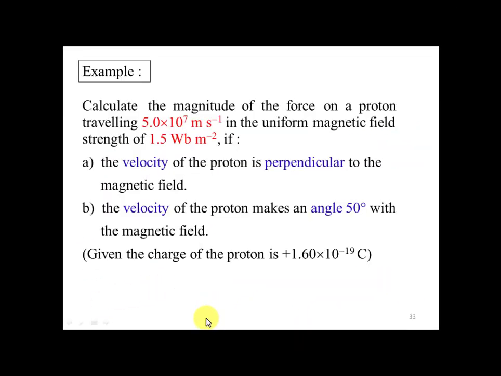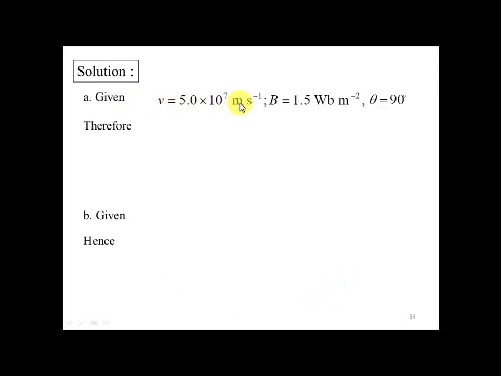Let's take a look at the example. Calculate the magnitude of the force on a proton traveling at 5 times 10 to the power of 7 meters per second in a uniform magnetic field of strength 1.5 Weber per meter squared, if the velocity of the proton is perpendicular to the magnetic field, and if the velocity of the proton makes an angle of 50 degrees with the magnetic field. We are given the charge of the proton is positive 1.6 times 10 to the power of negative 19 coulomb. We are given v equals 5 times 10 to the power of 7 meters per second, B equals 1.5 Weber per meter squared, theta equals 90 degrees.